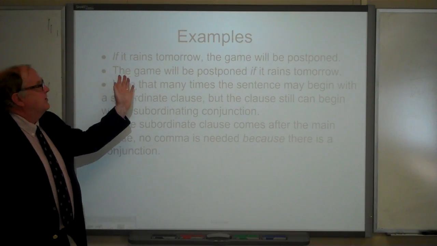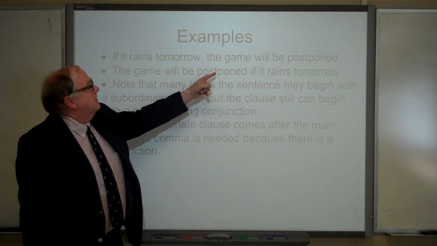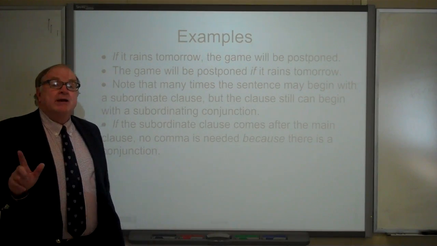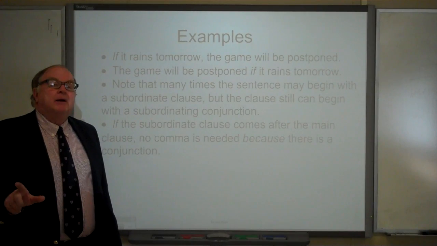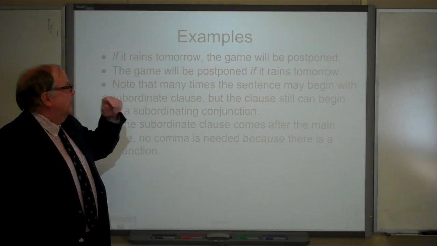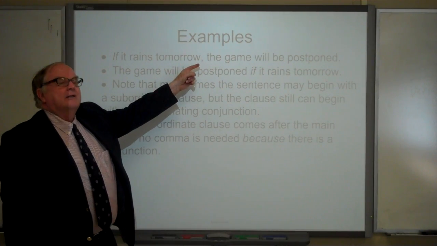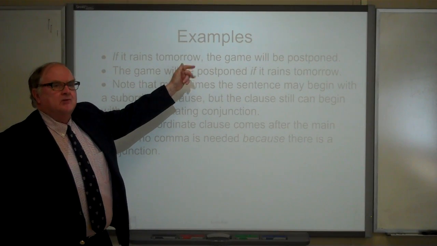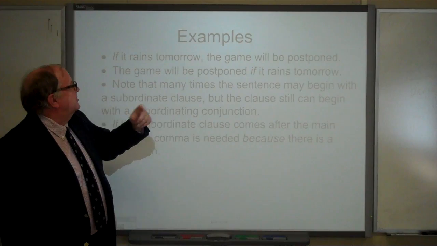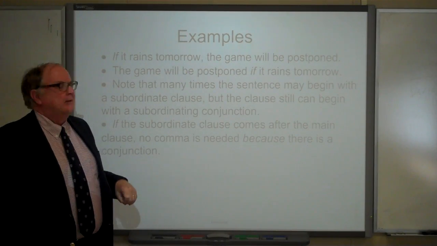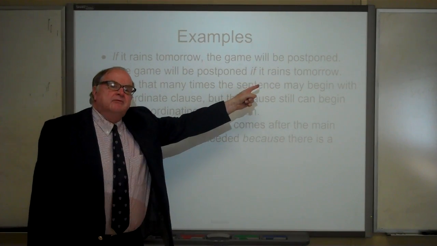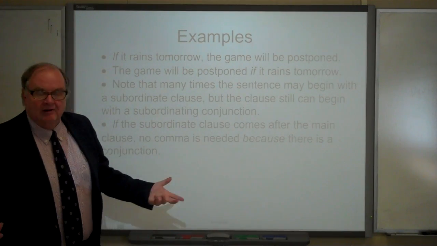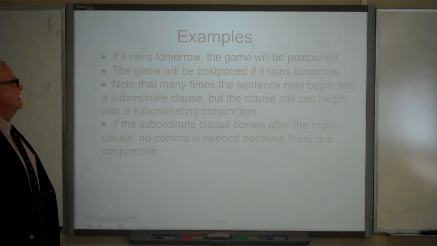Here's some more just to show you. If it rains tomorrow, the game will be postponed. The game will be postponed if it rains tomorrow. You may have seen a pattern about the punctuation: if the clause begins the sentence and begins with a subordinating conjunction, it's set off by a comma. You don't need the comma if it comes in the middle or end of the sentence, because the conjunction is functioning that way.